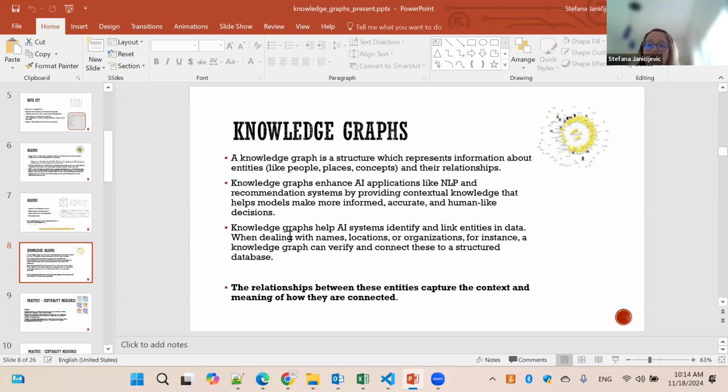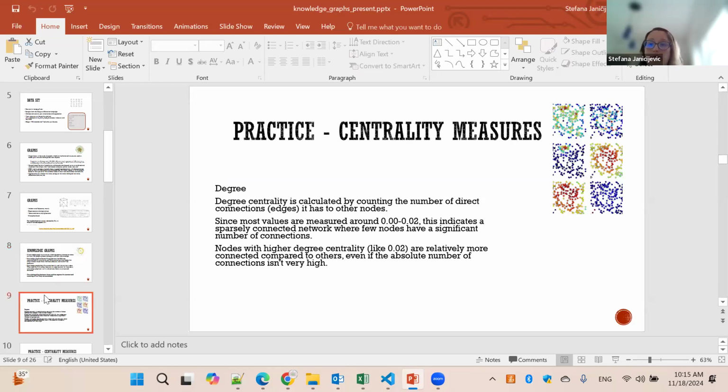A knowledge graph helps AI systems to identify and link entities in data. When dealing with names, locations, or organizations, for instance, a knowledge graph can verify and connect these to a structured database. I can say what I highlighted here, you can see in bold text: the relationships between these entities capture the context and meaning of how they are connected. So this is the most important insight from the knowledge graph.